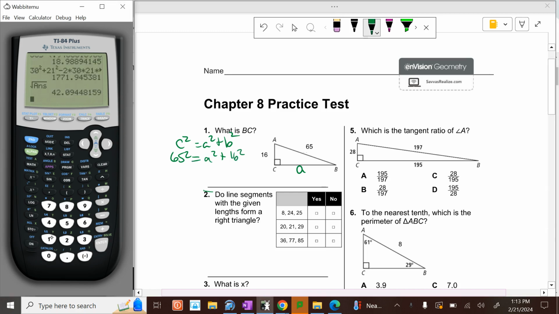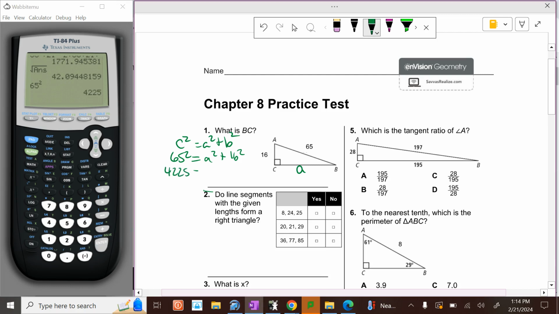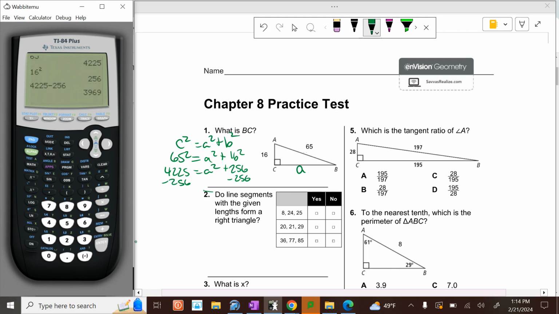Well, I know because I have a calculator right next to me. 65 squared equals 4225. 16 squared is 256. If we subtract 256 from each side, that's 3969. So A squared equals 3969.